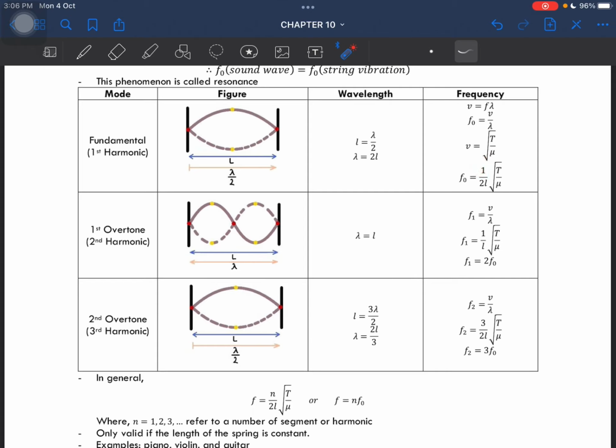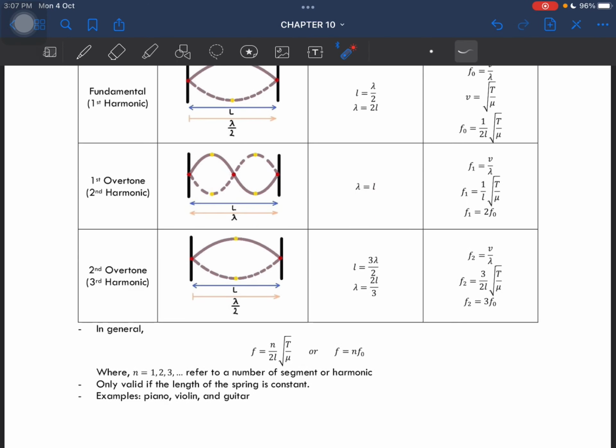Okay, then for the first overtone, which is the second harmonic. First overtone, second harmonic. Don't say first overtone is the first harmonic. No, first overtone is the second harmonic. For the second harmonic, lambda is equal to the length of the string. Meaning that the frequency at the first overtone is equal to this equation here or this one. And for the second overtone, which is the third harmonic, lambda is equal to 2/3 of the length of the string. So the frequency at the third harmonic, we can use this equation here.